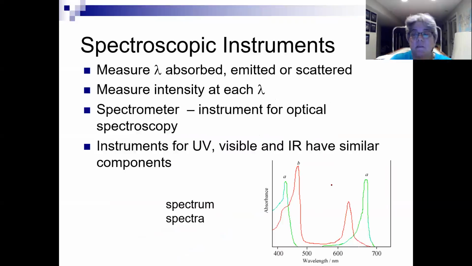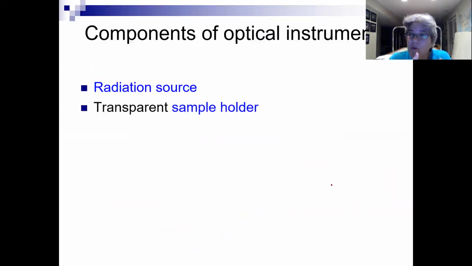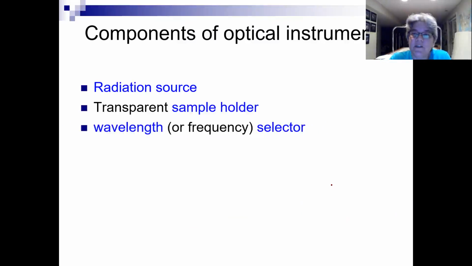And as I said, the components, the parts for these are all similar. So there are 5 basic parts for optical instruments. The first one is the radiation source, the light source. Okay, we're doing spectroscopy, interaction of electromagnetic radiation and matter. So we need a radiation source. Then you need something to hold your sample. You need something to select the wavelength. You know, if I'm measuring the spectrum, I want to measure absorbance at 500 nanometers. So I have to have a way to select 500 nanometers.